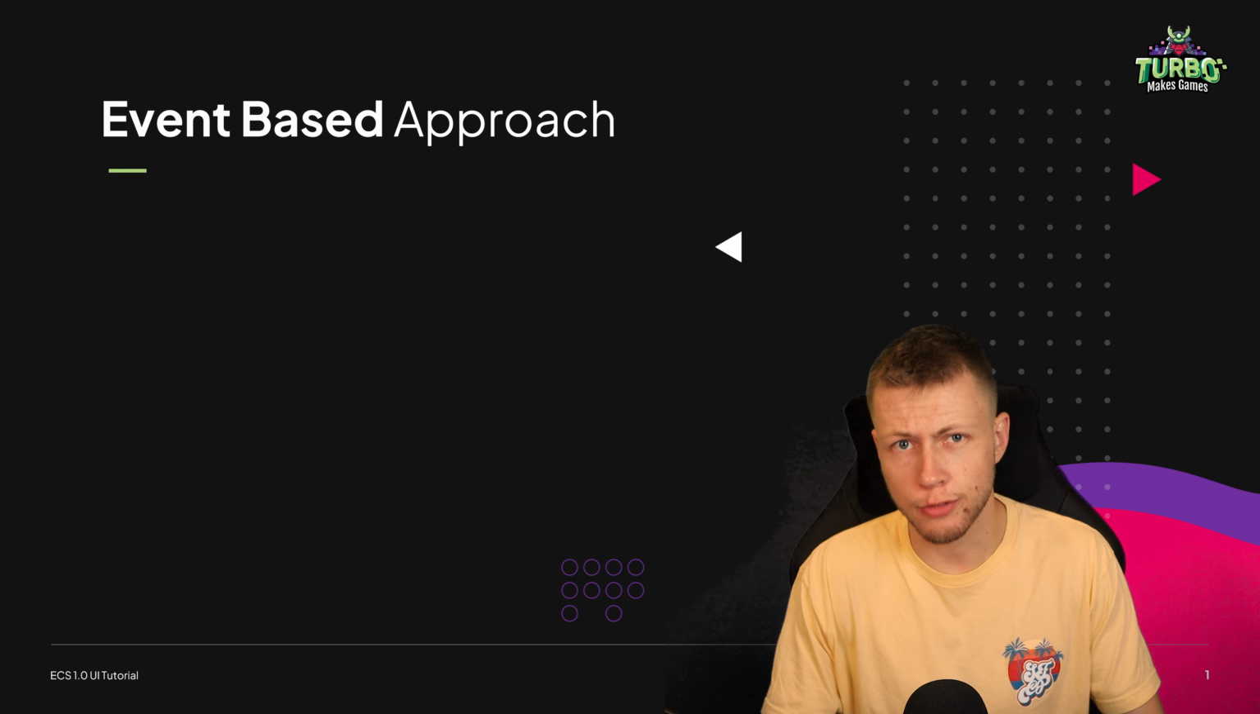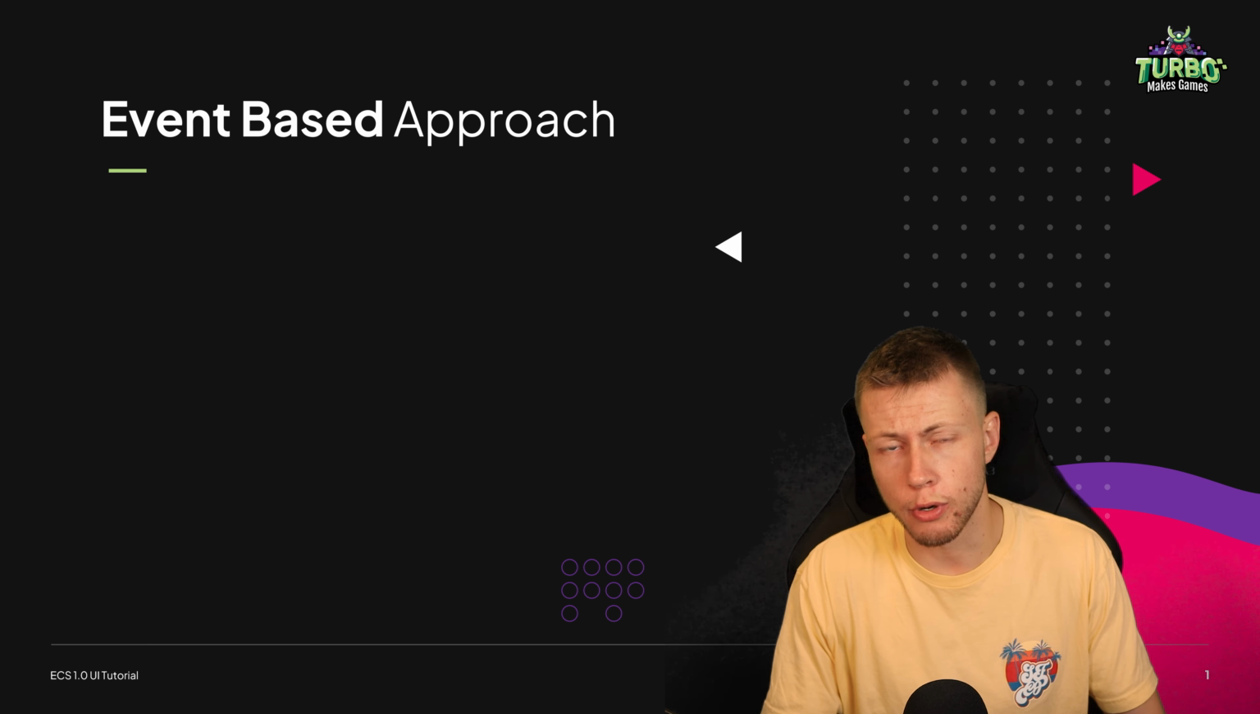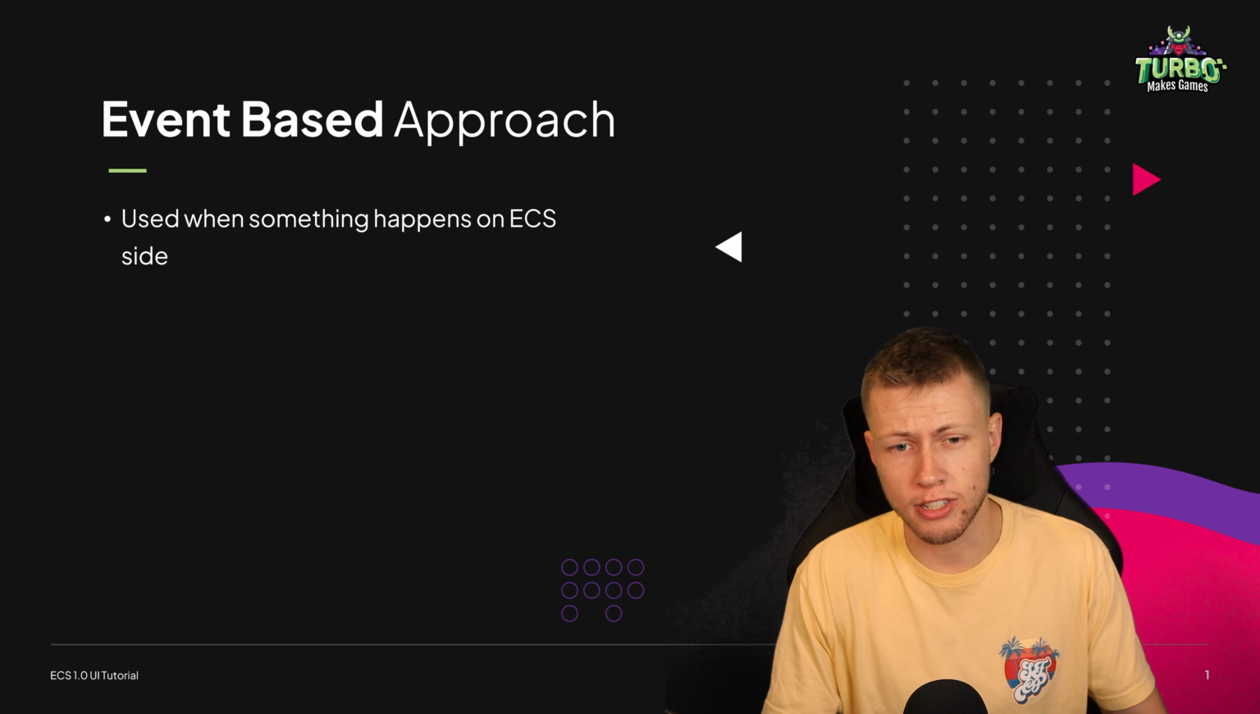So in the introduction for this video, I mentioned that there were going to be 2 different ways for us to send data from the ECS side to our MonoBehaviour side. I'd like to just take a moment to go over those 2 approaches now. The first one is what I call the event-based approach, where this is basically where something happens on the Unity ECS side, and then we send that information over to the MonoBehaviour side through an event.